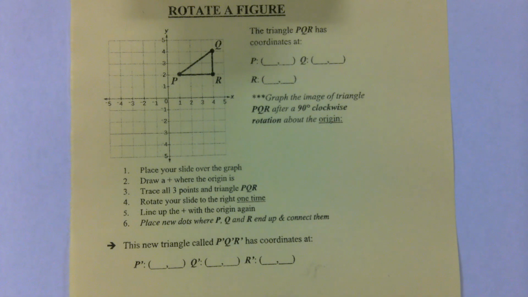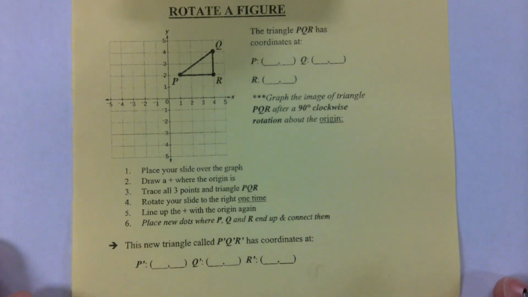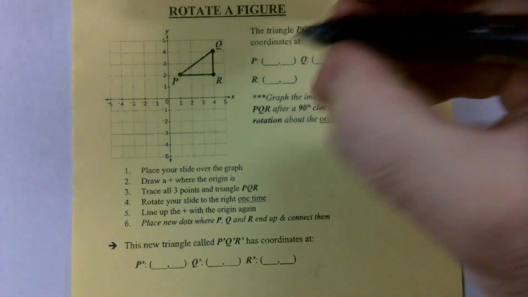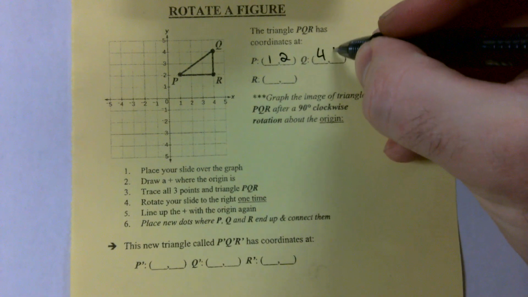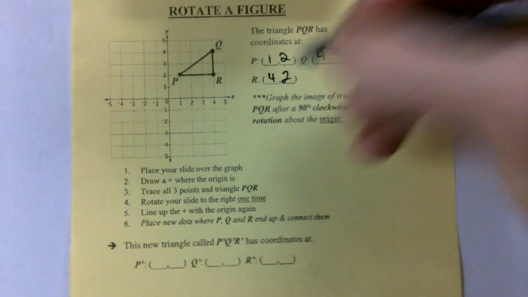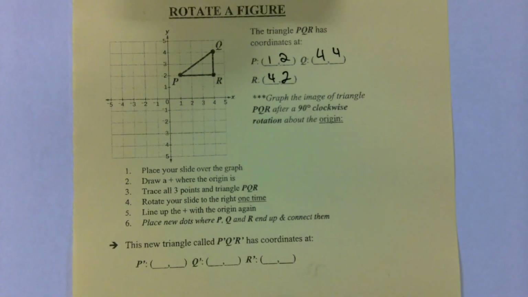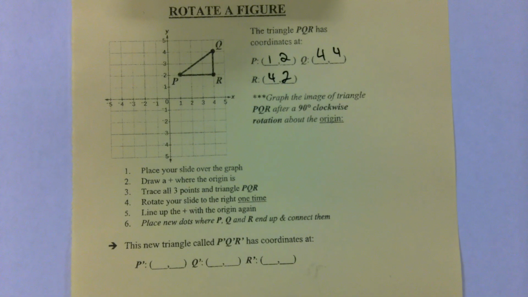Okay, on the bottom of note sheet 6, go ahead and identify where P, Q, and R are at. P looks like it's at 1, 2. Q's at 4, 4. And R is at 4, 2. All right. We're going to graph the image of triangle PQR after a 90-degree clockwise rotation.